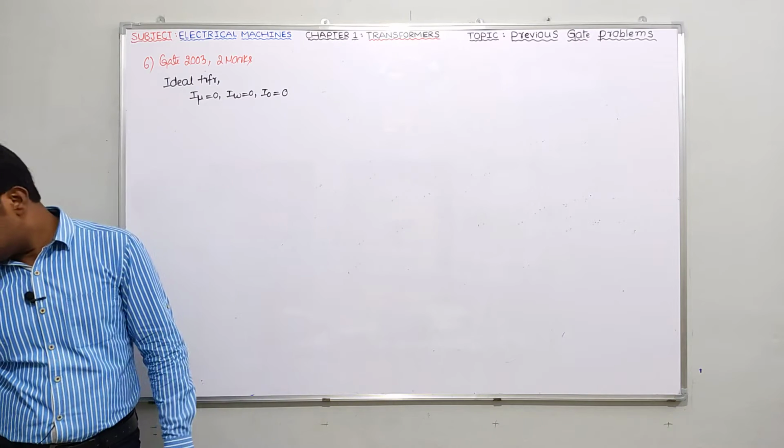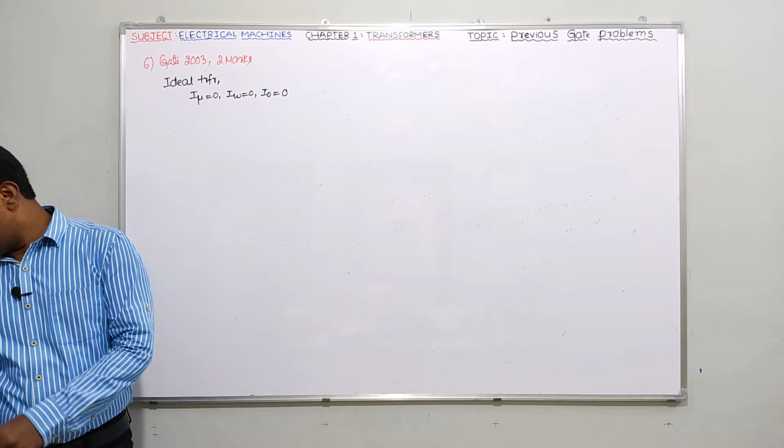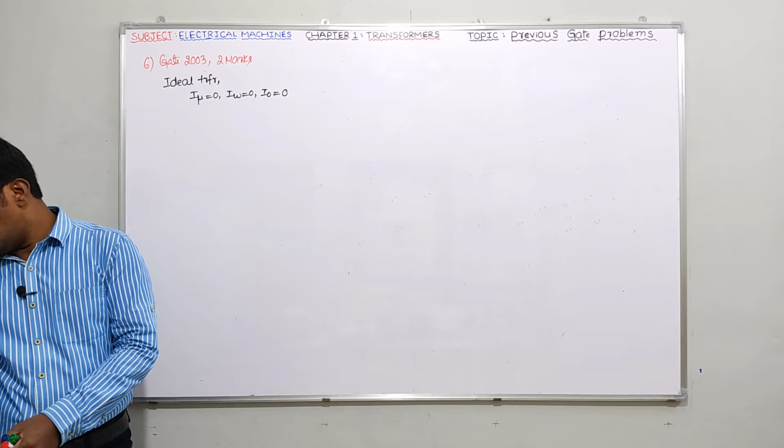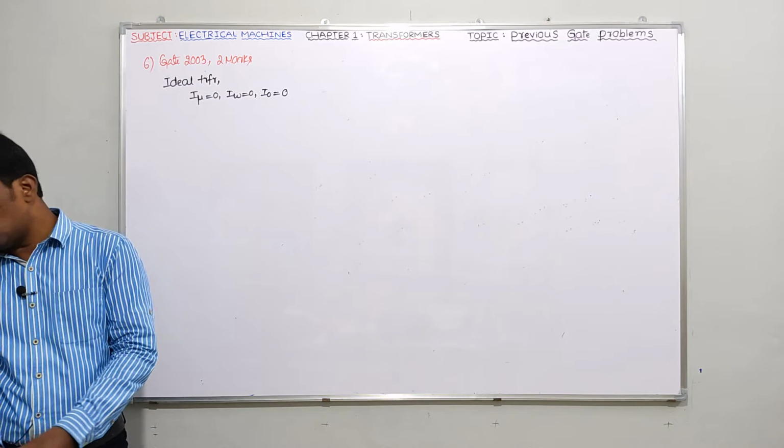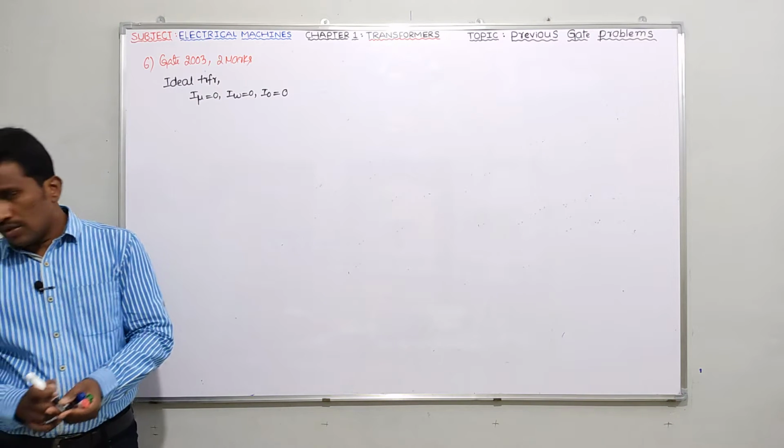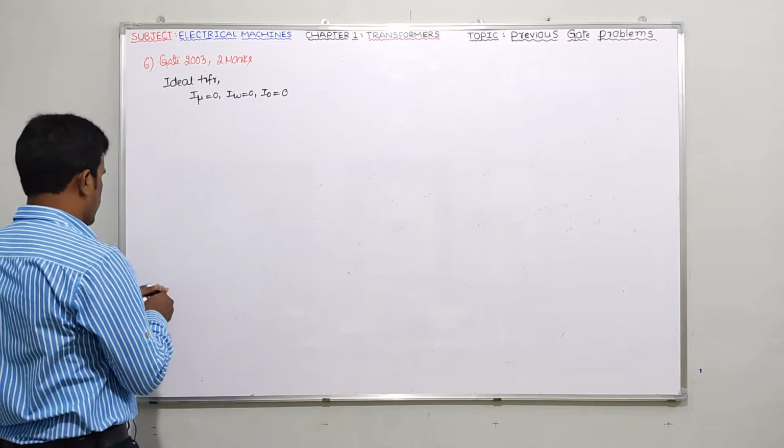Next, what has he given? Figure shows an ideal 3-winding transformer. Windings are wound on the same core as shown. So he has given a figure. Let me first of all draw that figure here.